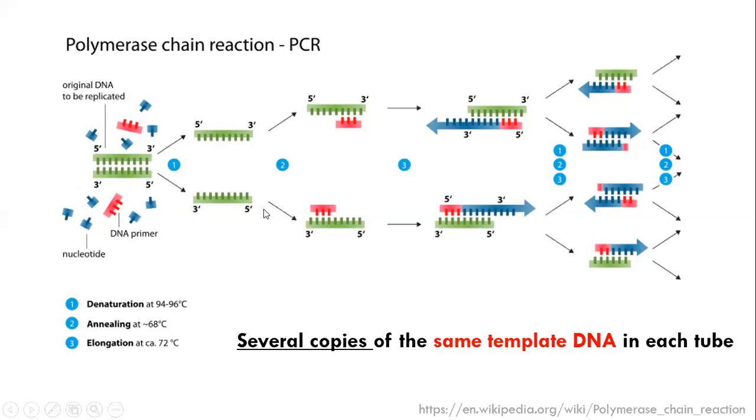The fundamental question is, when you are adding one tube of the DNA, one tube of the PCR machine or PCR tube, you make several copies of the same template DNA you added into your tube 1 in each tube.